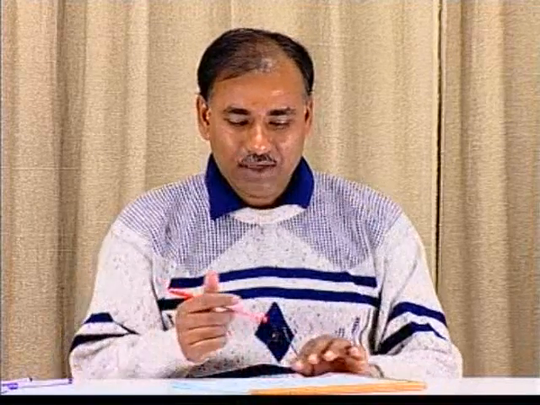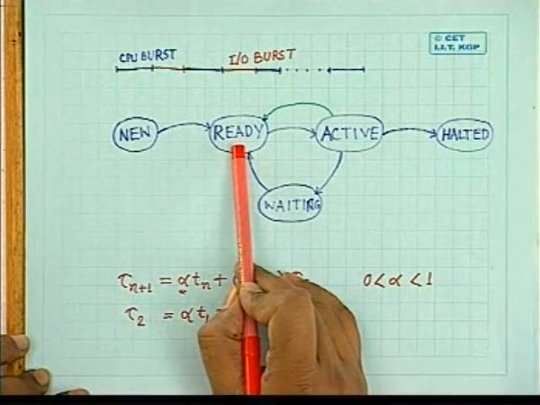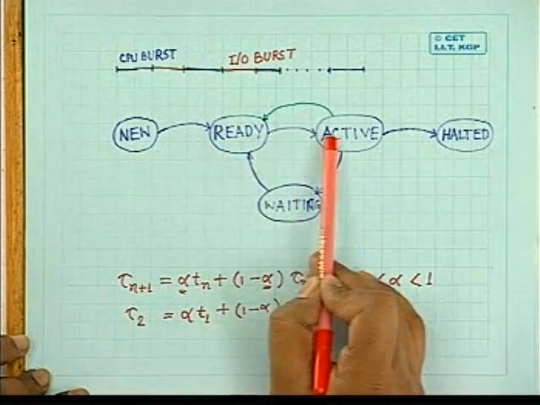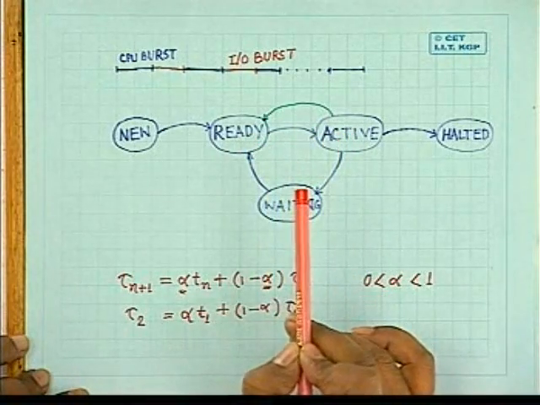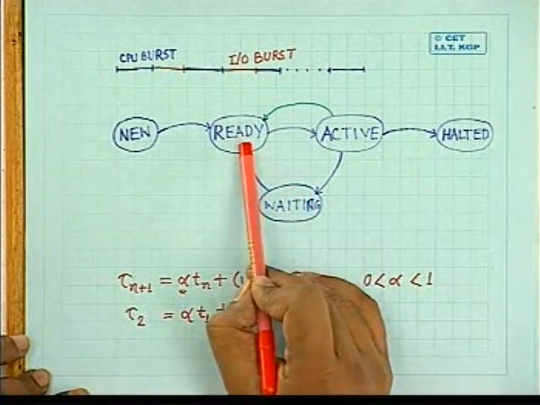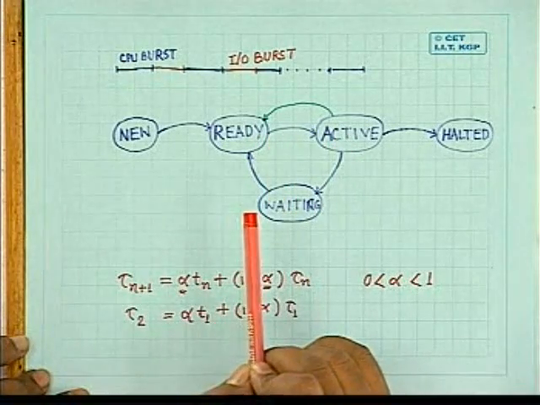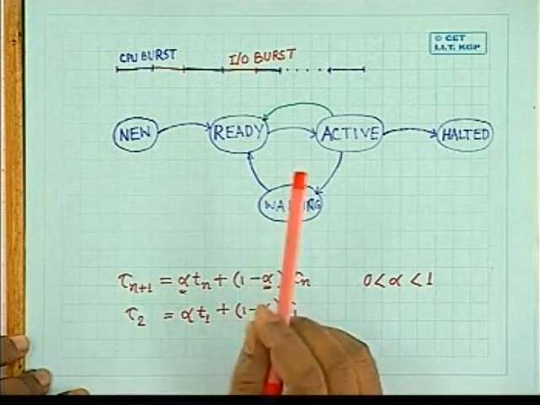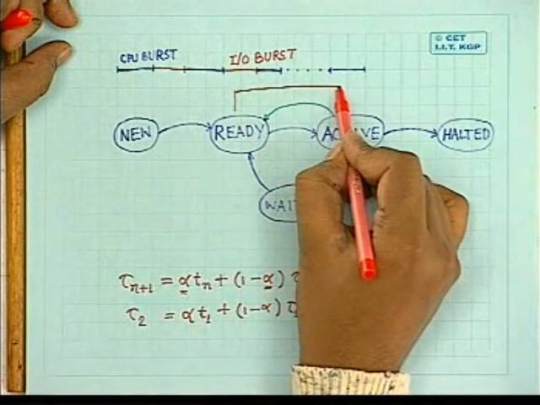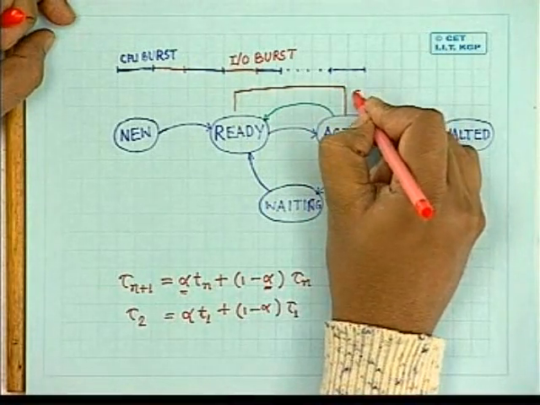There is another scheduler which puts a job from the ready queue into the active state. And as we have said, this scheduler is more concerned about the CPU burst time of the job. The CPU burst time being very short, this scheduler cannot take much time to decide which job has to be made active. So this scheduler which puts a job from the ready queue to the active state is called a short term scheduler.